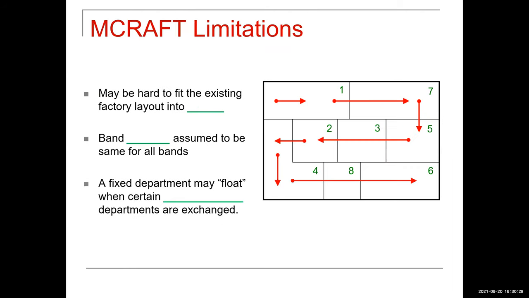So this is the idea. You have these bands. In this case, we have three. You can split it here and here. And you're basically doing exchanges using those bands until no further improvement is found. The limitations of this are that it may be hard to fit the existing factory layout into these bands. The bandwidth is assumed to be the same for all bands, and a fixed department may float when certain non-equal area departments are exchanged.